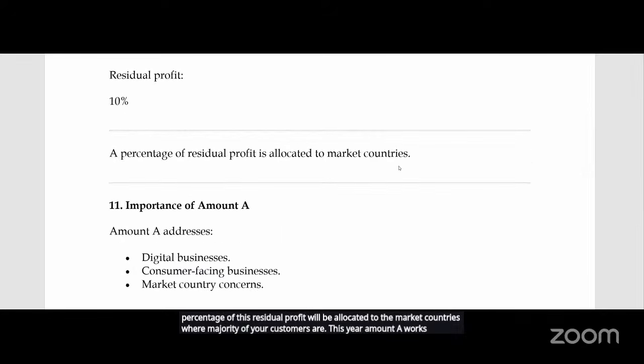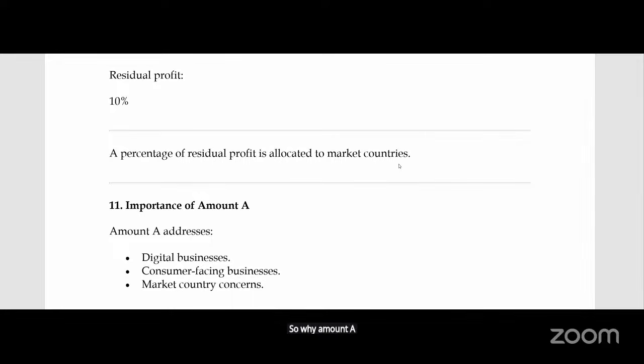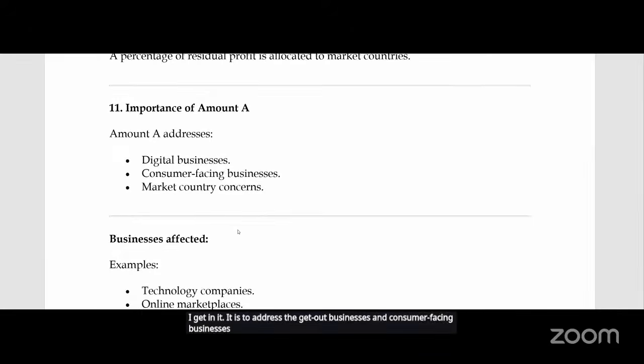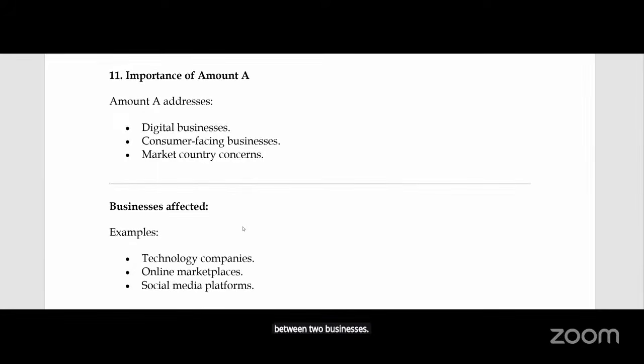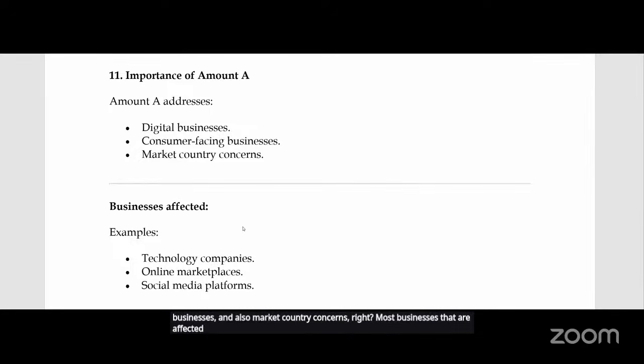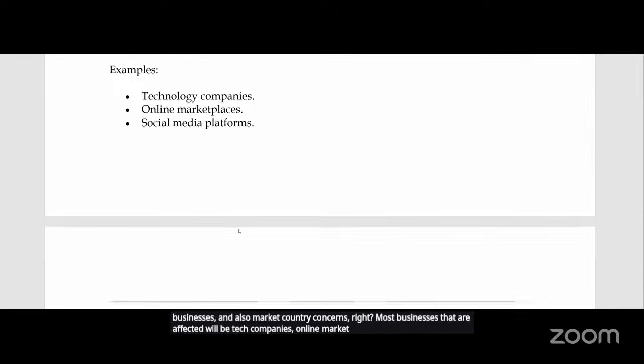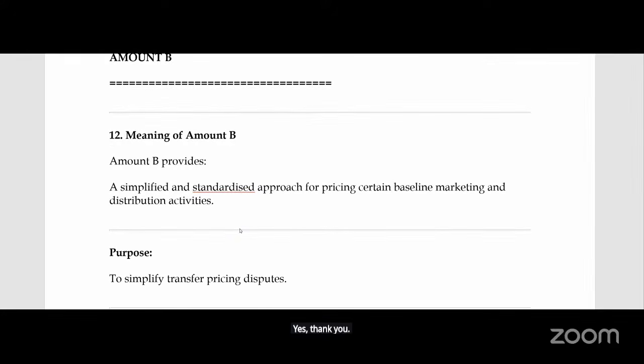So why amount A? It is to address digital businesses and consumer-facing businesses and also market country concerns. Most businesses that are affected will be tech companies, online marketplaces, and social media platforms. Are we getting it? So let's go and look at amount B.